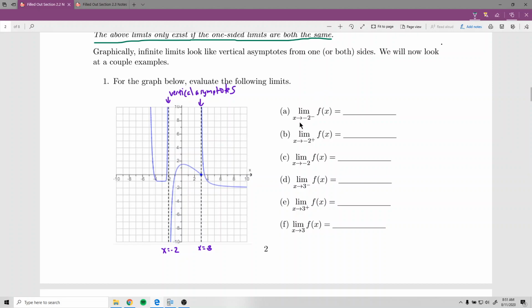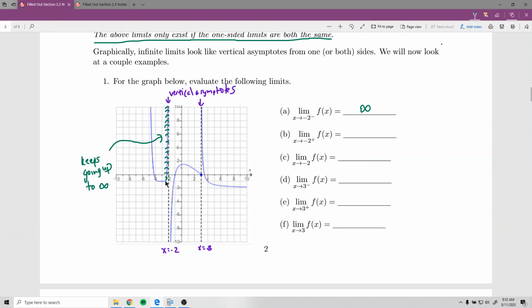So the first part, we want to find the limit as x goes to negative 2 from the left. So we're going towards this vertical asymptote from the left. We're on this little section over here on the left. And you can see it's going up, up, up, up, up. It almost looks vertical. And I would keep going up, because the way vertical asymptotes work is it keeps going up to infinity. The y value is going to go up to infinity as we go closer and closer towards negative 2 from the left. So the answer here is infinity.